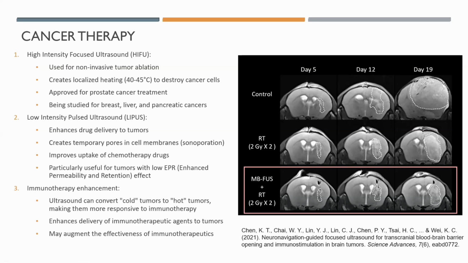Then you have low intensity pulse ultrasound. That technique more so focuses on sonoporation, which is again the opening of those cell membranes. Both of them are very similar, but one is focused on hyperthermia, the high intensity focused ultrasound, and the low intensity is more focused on the sonoporation side of things. Also very useful for helping get the chemotherapy drugs inside the target cell.